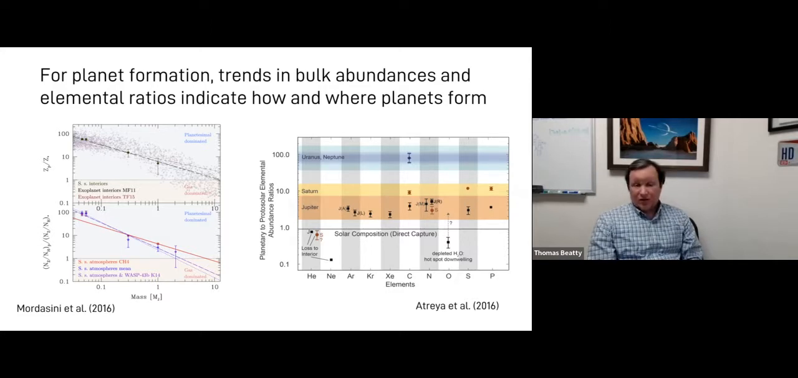Second, we can actually look at the specific elemental ratios in the planetary atmosphere. So not just the overall metallicity, but specifically, what is the carbon to hydrogen ratio? What is the nitrogen to hydrogen ratio? C, N, and O are very important to understanding where the planet formed, because if you form initially at different parts of the protoplanetary disks, you have different elemental ratios, and that's reflected in its present day abundances.